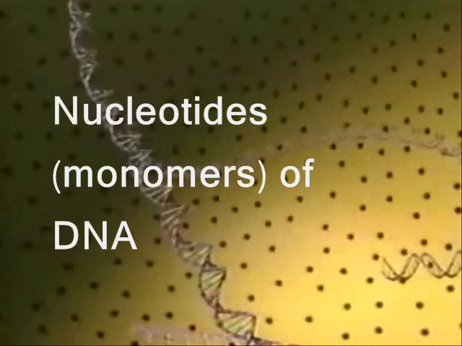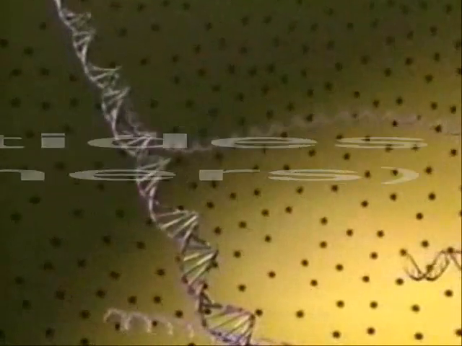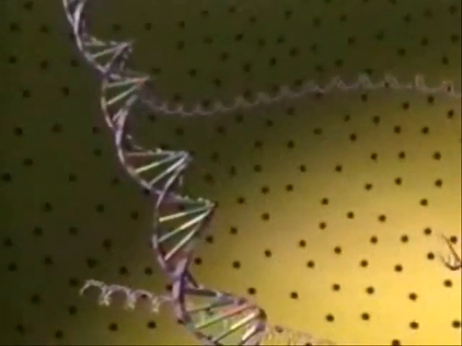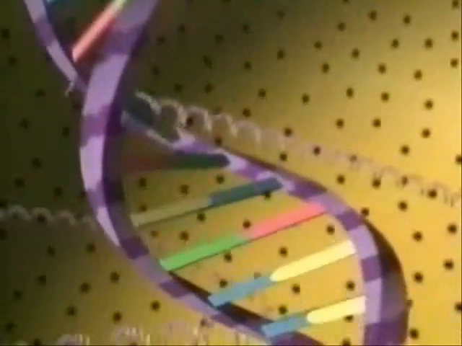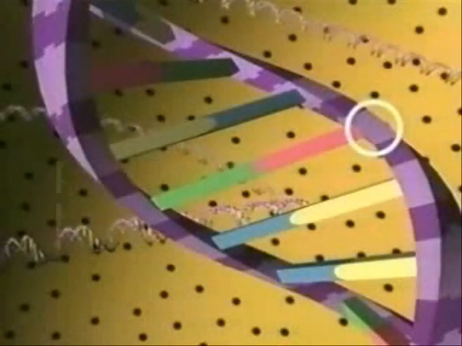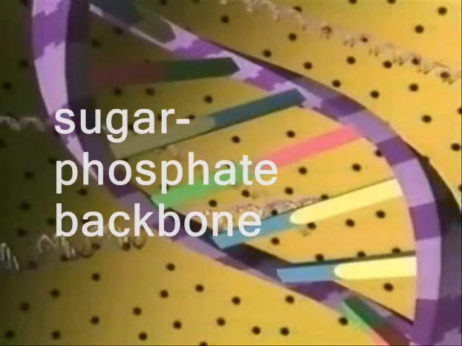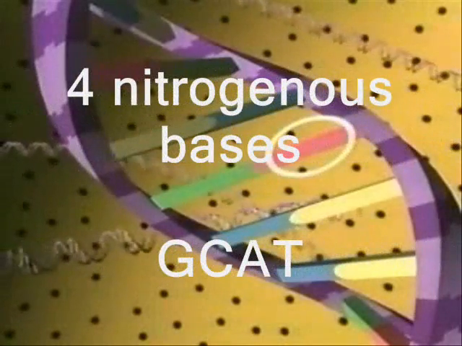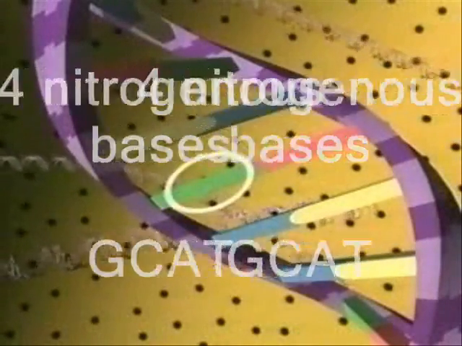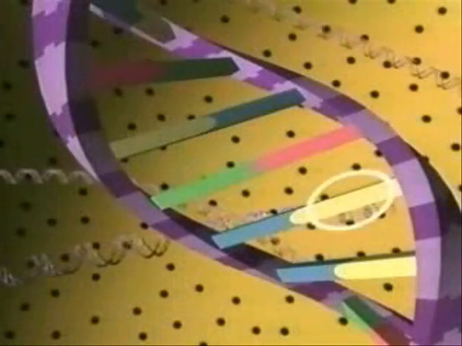DNA contains two strands of building blocks called nucleotides, arranged like a spiral staircase. Each nucleotide includes three parts: a phosphate group, a sugar molecule, and one of four bases: adenine, guanine, cytosine, or thymine.